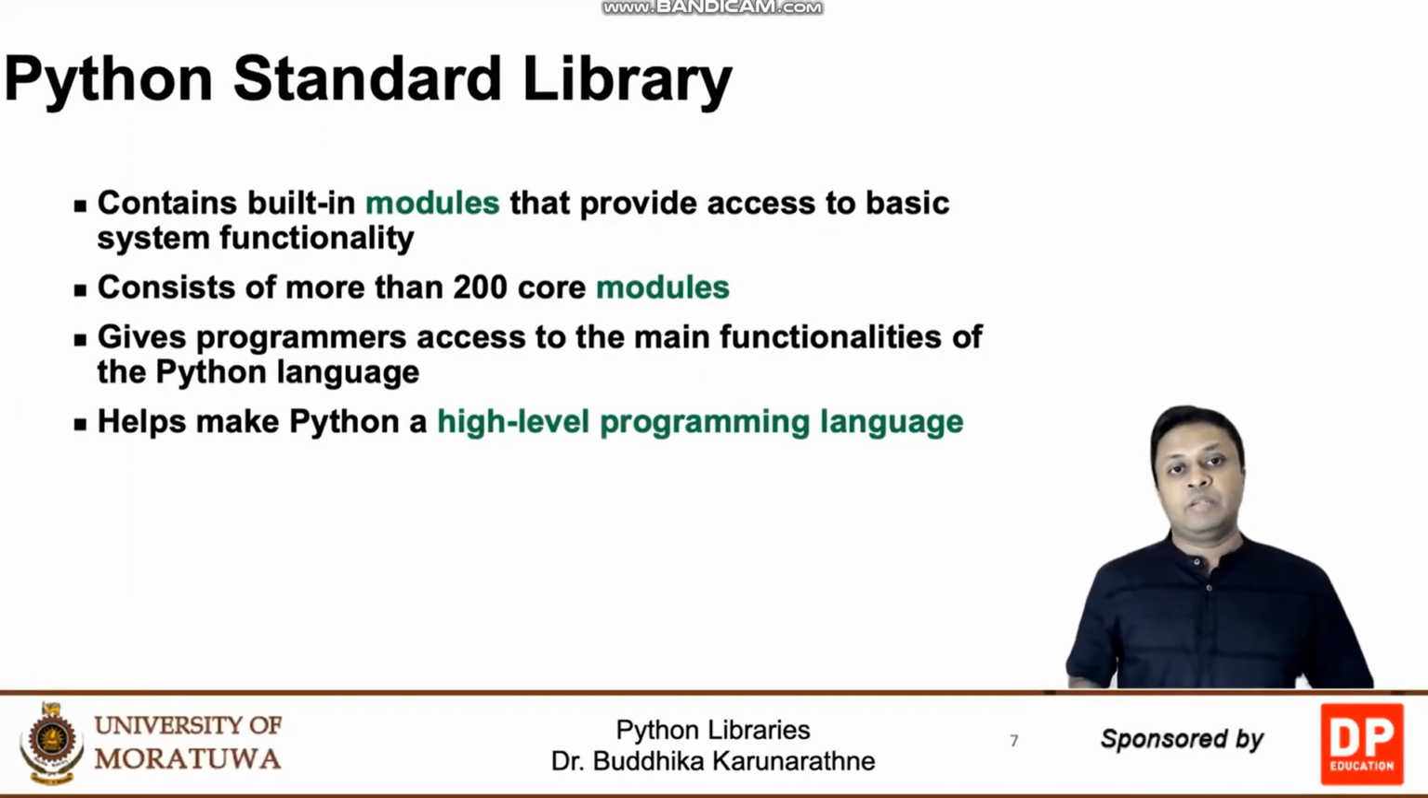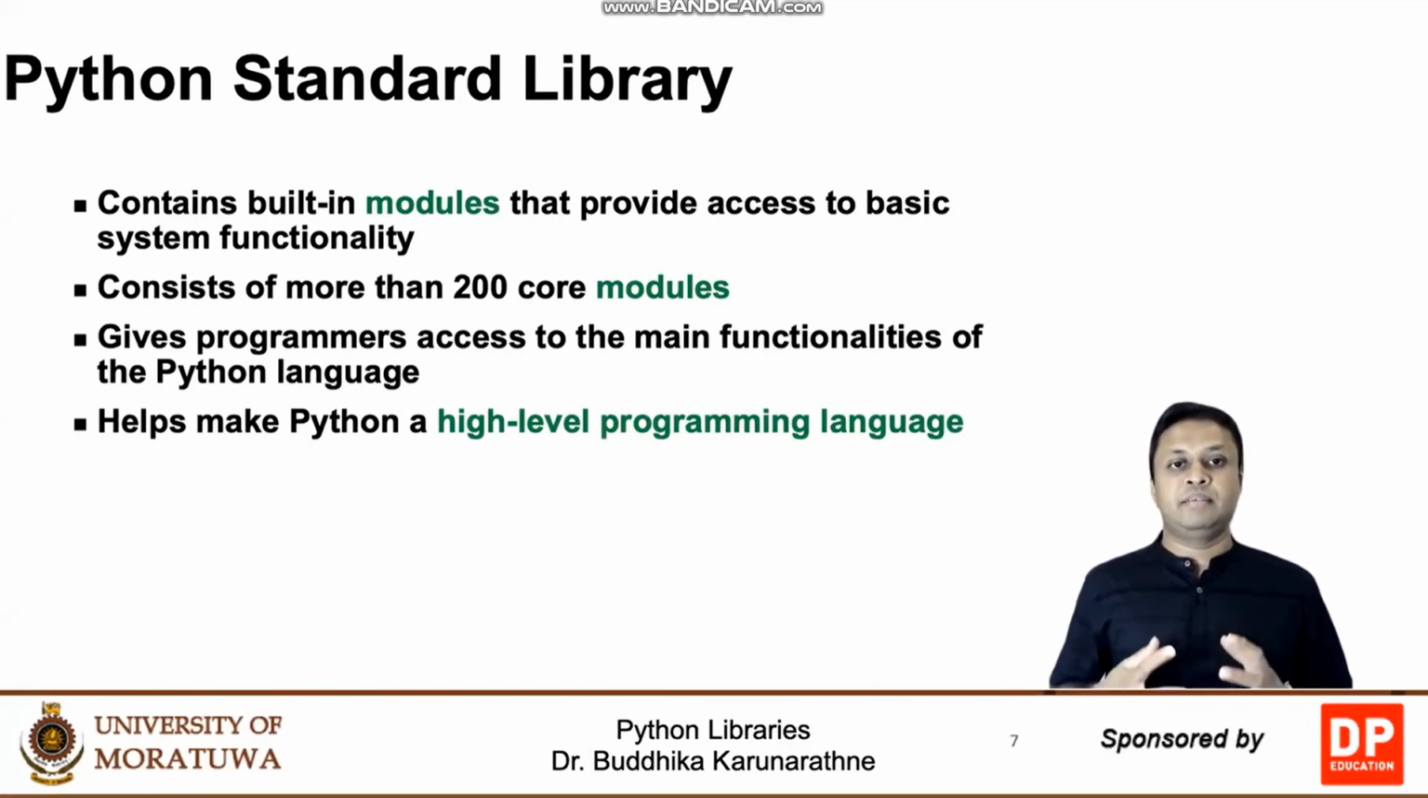Now we move on to introduce the Python standard library. Python's standard library has built-in modules that provide access to basic system functionality like inputs and outputs, network access, and so on. The standard library consists of more than 200 core modules, which provide convenient access to main functionalities of the Python language and the environment.